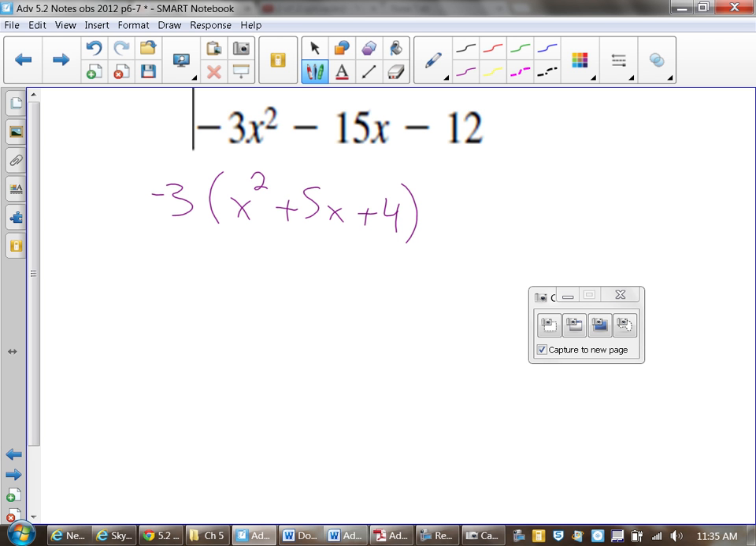Because I'm taking out the negative: negative 15 divided by negative 3, negative 12 divided by negative 3. That's where I'm getting the positives. Now, what times what's 4 and adds together to get 5? 4 and 1. And you're done. All I'm doing here is taking that negative out. Always get rid of the negative, but you have to undistribute that negative from all 3 terms. That's where you guys will forget.